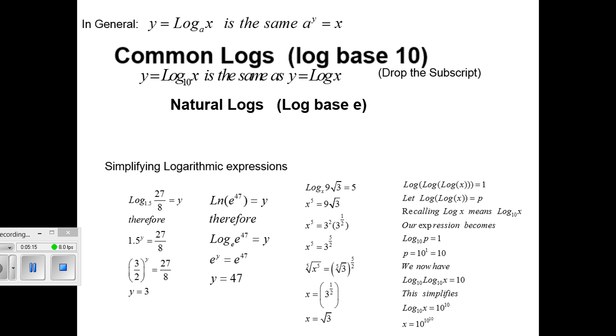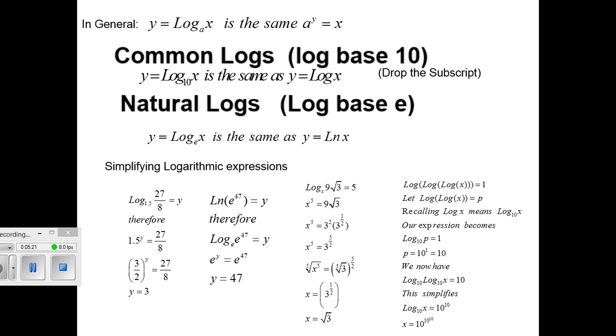The natural logs are the logs base e. So when we're looking at y equals log base e of x, it's one that's used so often that you drop the subscript. Of course, you've already dropped the subscript, so we discern the natural log, which is the log base e, with the notation ln. So this can be read y equals the ln of x, or y equals the natural log of x.